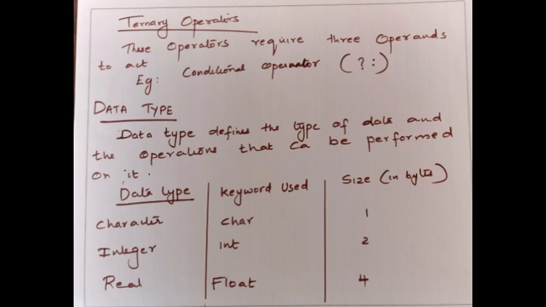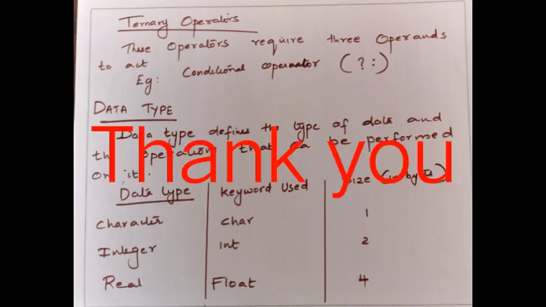So for example, the basic data types we use are character, integer and real, and the keywords used for these are char, int, float. And size means the memory location, size in memory, that is indicated in the form of bytes. How much size is needed for one character? That is one byte. Second, for integer, how many? 2 bytes. And for float, 4 bytes.